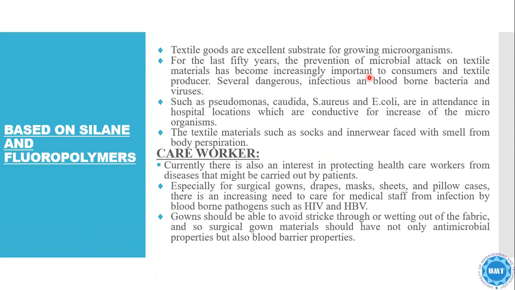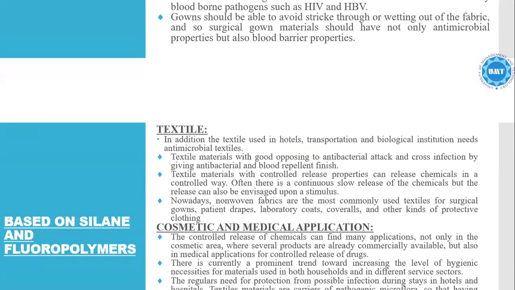Textile goods are excellent substrates for growing microorganisms. For the last 50 years, the prevention of microbial attack on textiles has become increasingly important, as has protection against infections from blood-borne bacteria and viruses. Textile materials such as socks and innerwear face a very bad smell from body perspiration. Care workers are also interested in this, and gowns should be able to avoid strike-through wetting of the fabrics, especially surgical gowns, drapes, and masks. For medical staff, there is the risk of infection by blood-borne pathogens such as HIV and HBV.